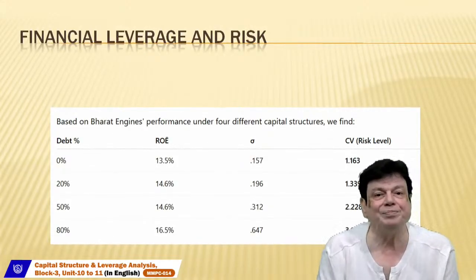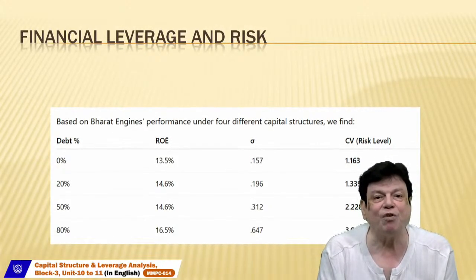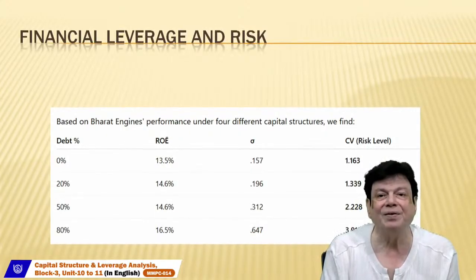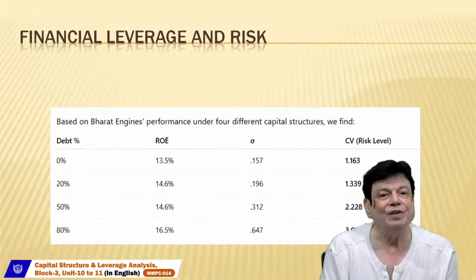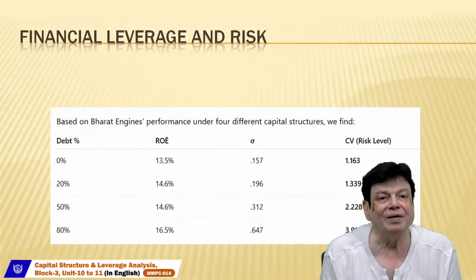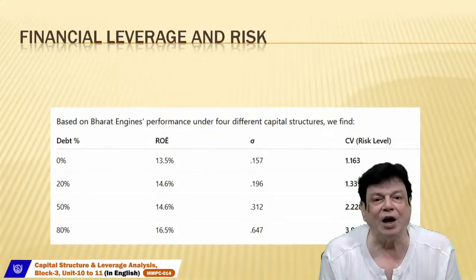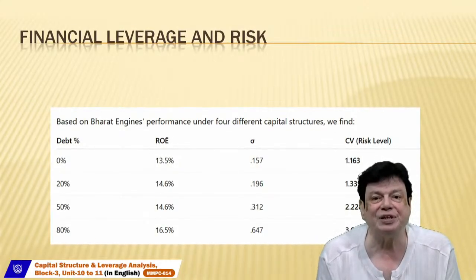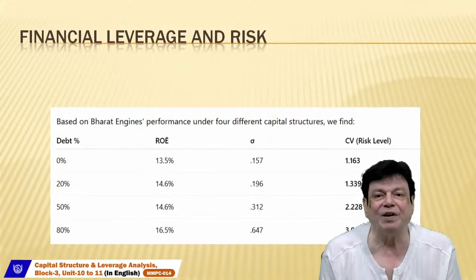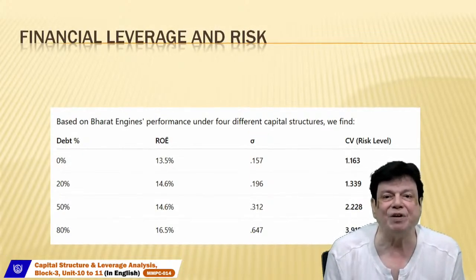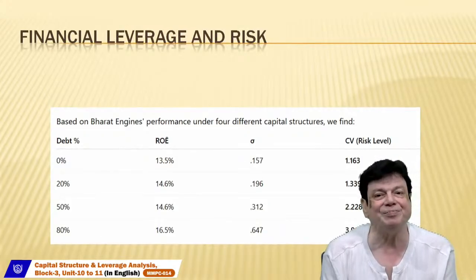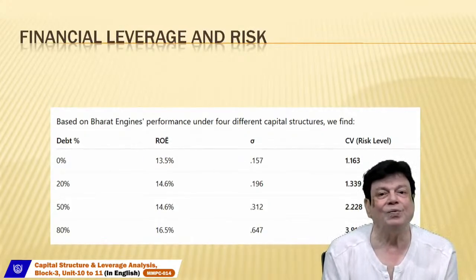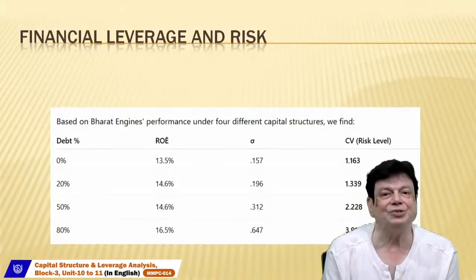Now, based on Bharat Engine's performance under 4 different capital structures, we find that with debt percentage 0, ROE is 13.5%, standard deviation is minus 1.57, and CV is 1.163. So, these are the results.